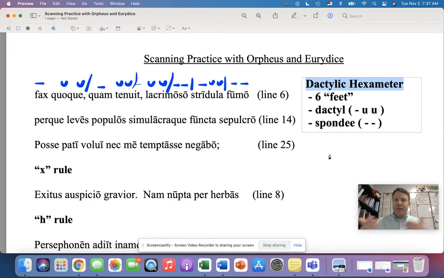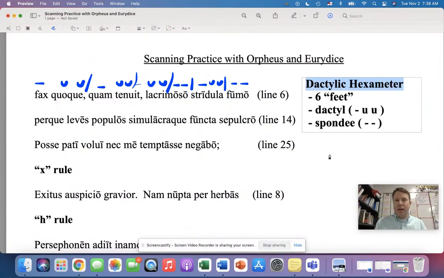Each measure, and I'm going to start calling them feet now, each foot is made up of just groups of sounds. One option is bum-pa-bum, so it's a long and then a short-short. Long, short-short. The term for that is a dactyl. The other thing that you can do in a foot is a spondee, so it's bum-bum. So a line of dactylic hexameter is made up of 6 feet, and each foot can consist of either a dactyl, bum-pa-bum, long, short, short, or a spondee, bum-bum, long, long.